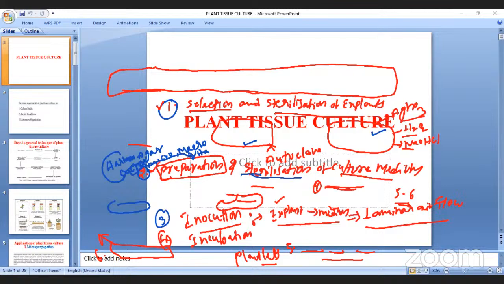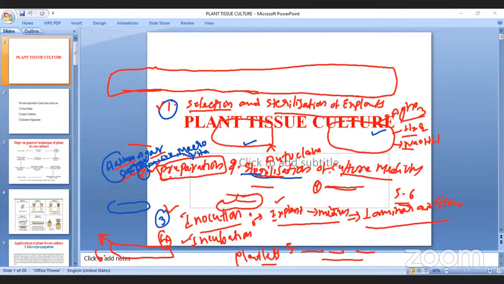The second step is preparation and sterilization of culture media. Preparing the culture media requires hormones, agar-agar, some antibiotics, micro and macro nutrients, and vitamins. After the media are prepared and sterilized, the explant is inoculated. This is the third step, inoculation. Inoculation means transfer of the explant into the culture media, which is done in laminar airflow, which creates an aseptic condition for the inoculation process.